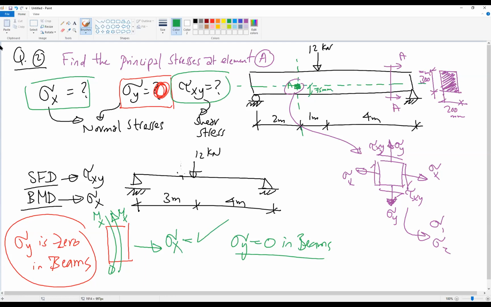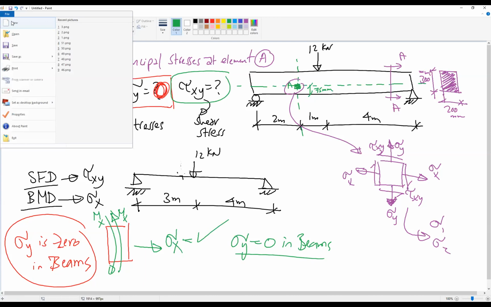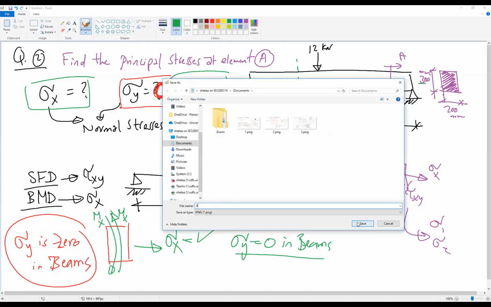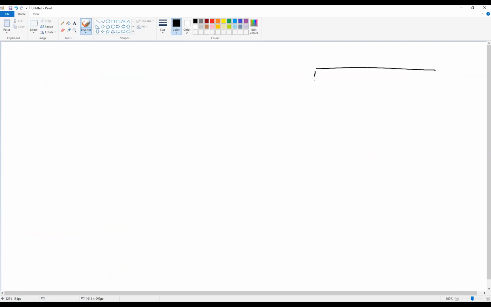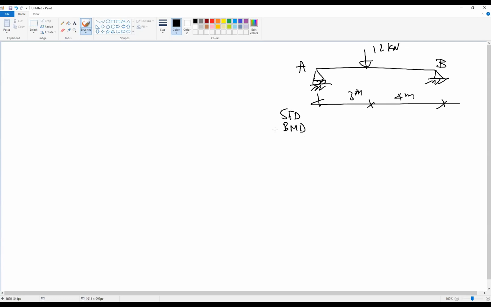Now we'll shift to the second slide. For this one, we have a simple beam again, a very straightforward beam, with 12 kilonewton here, and the distances are 3 meters and 4 meters. If this is A and this is B, how can we draw the shear force diagram and bending moment diagram? We need first to find the reactions.